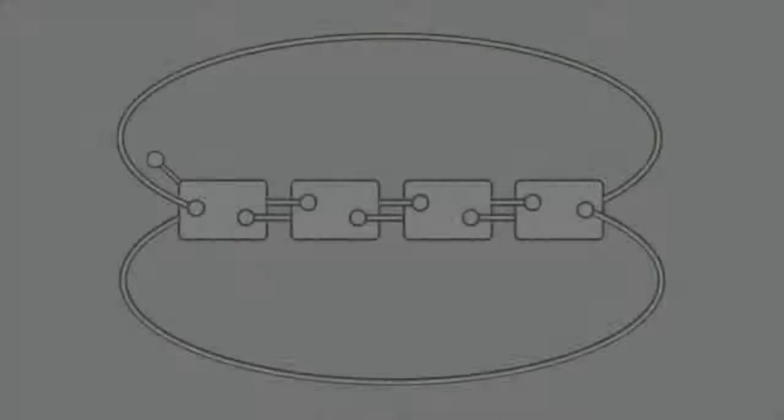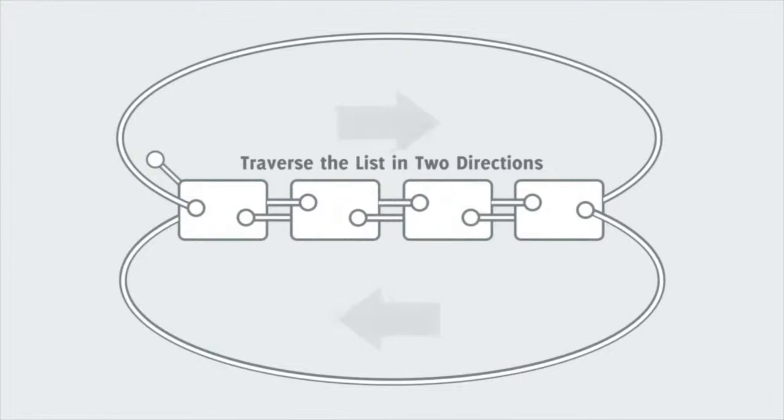The big advantage of using a doubly linked list is the ability to traverse the list in two directions. Unlike a singly linked list, you can go back through the list, as well as forwards. This allows for a much more straightforward process when it comes to updating the list.